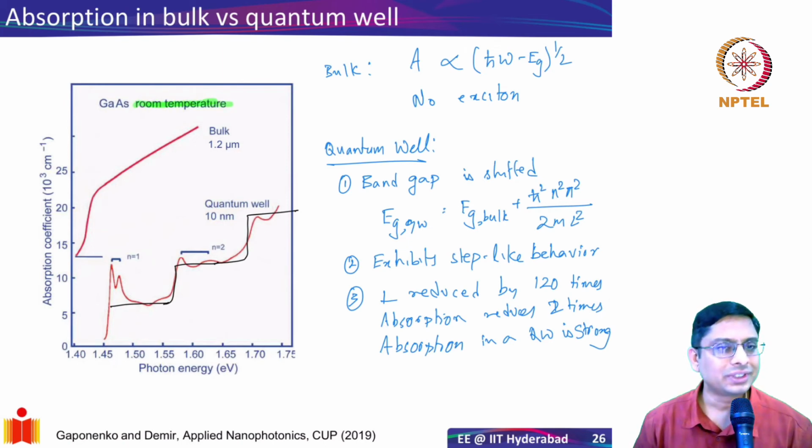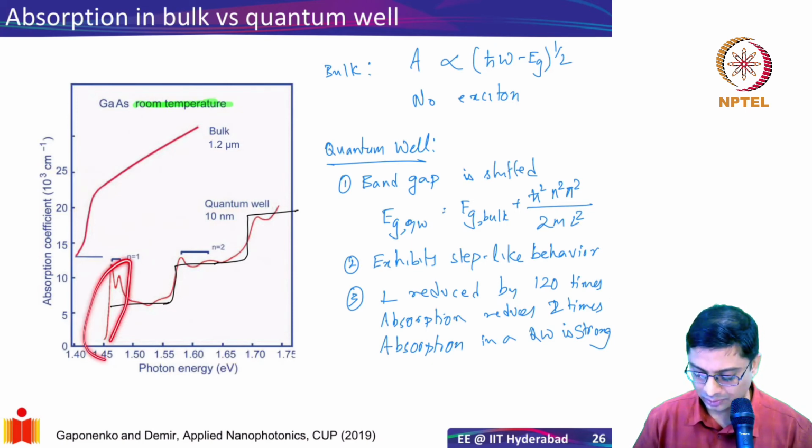So we don't see excitons in the bulk sample, but the moment you go to quantum well, you start seeing these peaks at the band edges. So at the n equal to 1 level, there is a peak that's coming in, and then n equal to 2, there's a peak, then n equal to 3, there is a peak, and so on.